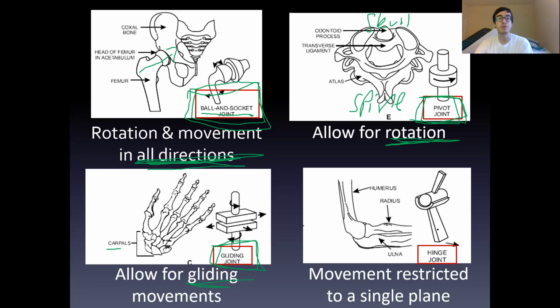Finally, probably the most common type of joint that we have in our body is the hinge joint. So this is what allows movement in just one single plane, so like up and down, essentially, not a lot of side to side turning. And we have hinge joints all over our body. So there's one between the humerus and the radius and ulna.